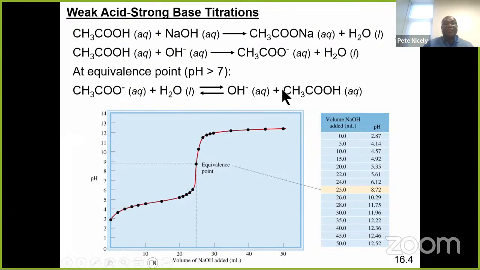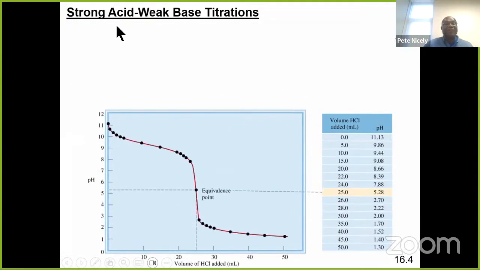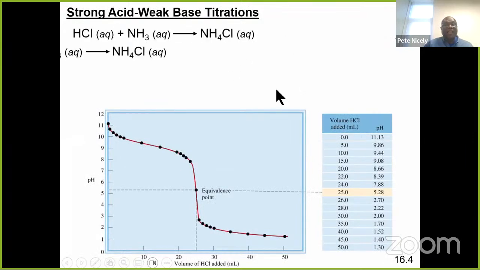Okay, so let's look at what happens in the case of a strong acid, weak base. Now, I must admit, I don't like this curve because they did the opposite here. What they're doing is adding acid to the base, which is already in the Erlenmeyer flask. But in any case, we can still work with this. So we're talking about a strong acid, weak base. The strong acid is hydrochloric acid. The weak base is ammonia.